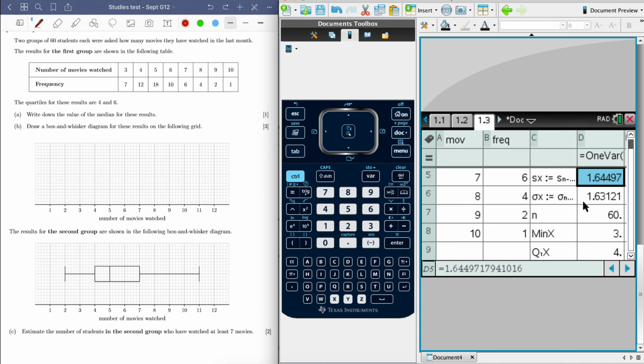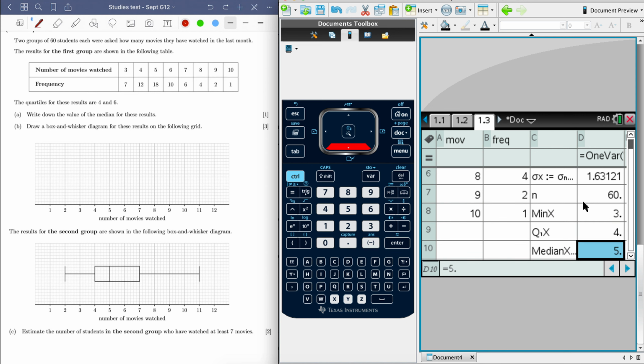And it's asked us to find out the median value. So the median value is this one here, which is 5.